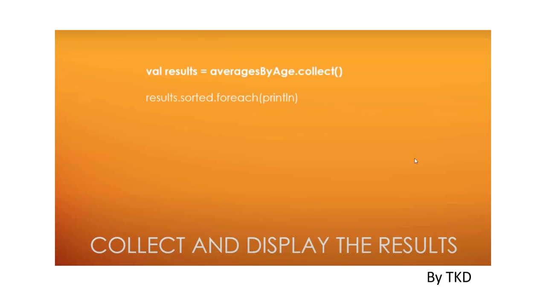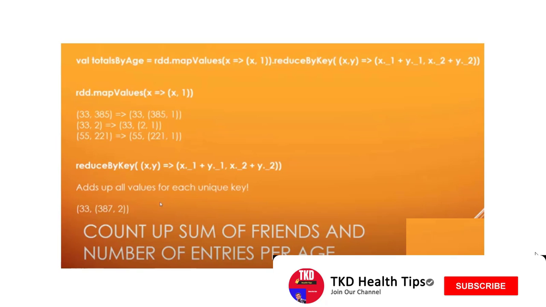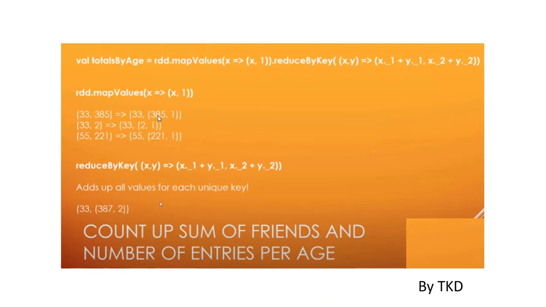Finally, we need to collect our results, and remember, nothing happens in Spark unless we call an action. So we are going to collect the results here into a plain old Scala object, and then we are going to sort it. And again, reduceByKey will actually add the number of friends coming in. X1 and Y1 would be like 385 and 2 for the key 33, and X2 plus Y2 would be the number of ones for this tuple, which will be 2. So the two different values of these tuples get added up.